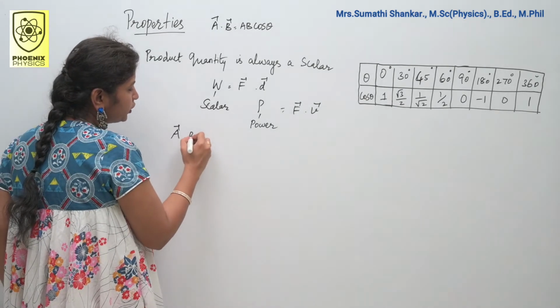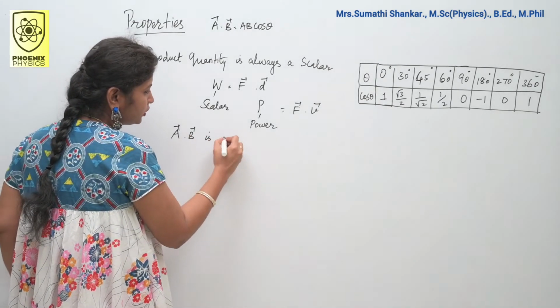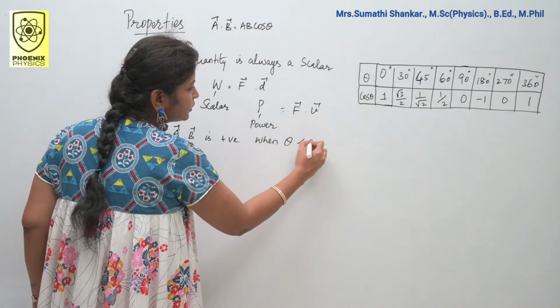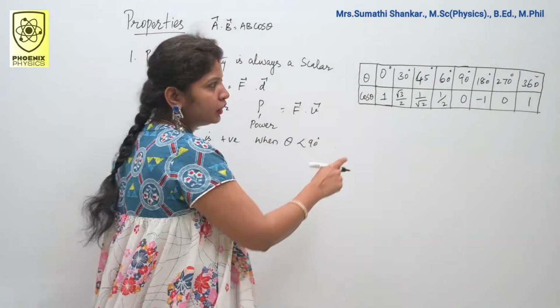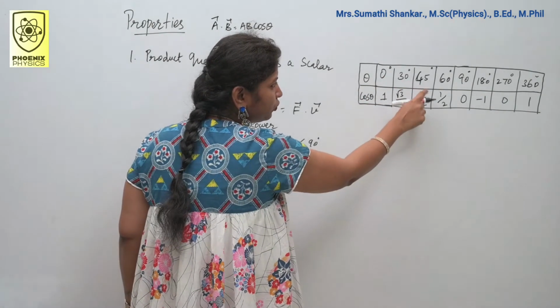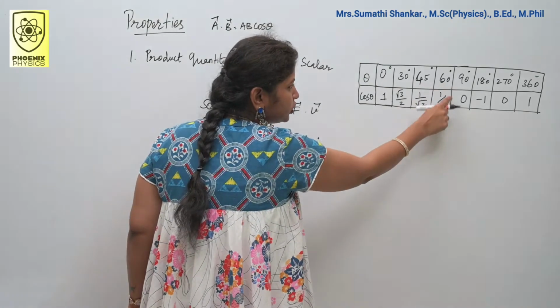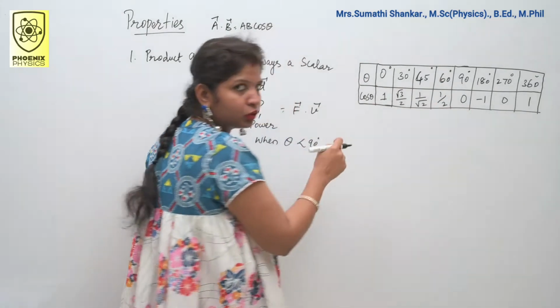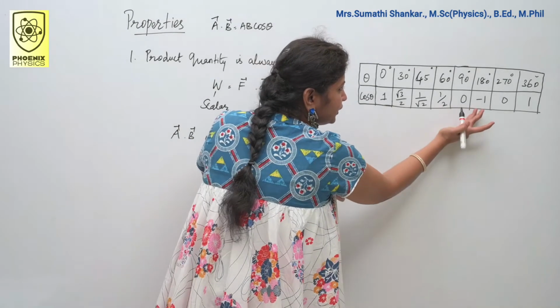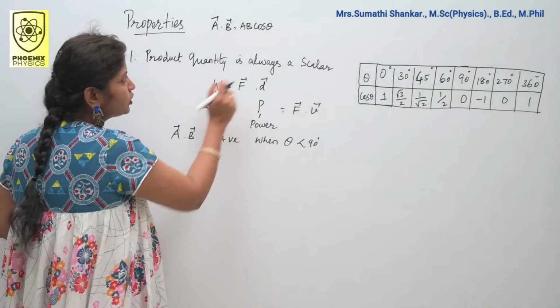Next one: A dot B, that is, the product quantity is positive when theta is less than 90 degrees. Cos 0 means 1, cos 30 is root 3 by 2, cos 45 is 1 by root 2, cos 60 is 1 by 2, cos 90 means 0. So up to 90 degrees, or when theta is less than 90, A dot B is positive.